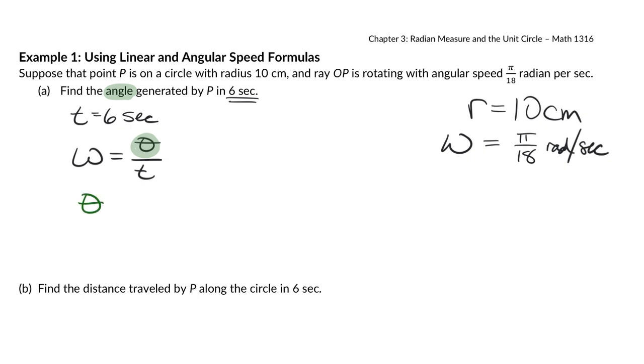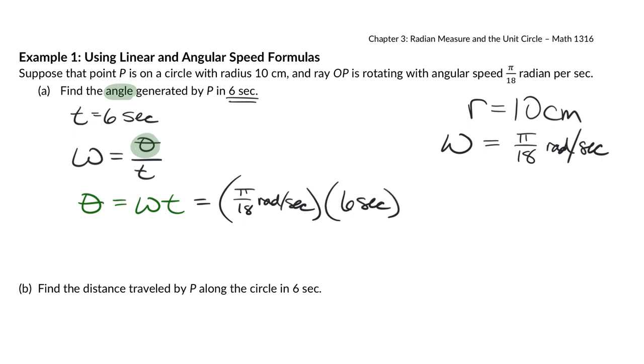So I'm actually going to use the formula that theta is equal to omega times t. I've derived the formula so that it's equal to theta, what I'm searching for. Well, then you can just plug in things we know. For this situation, we know omega is pi over 18 radians per second, and we know that the time is 6 seconds.